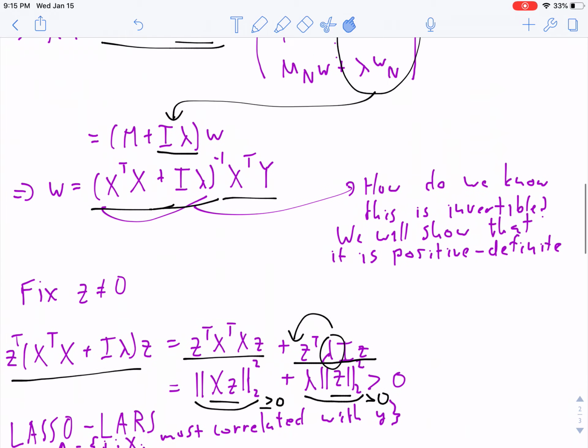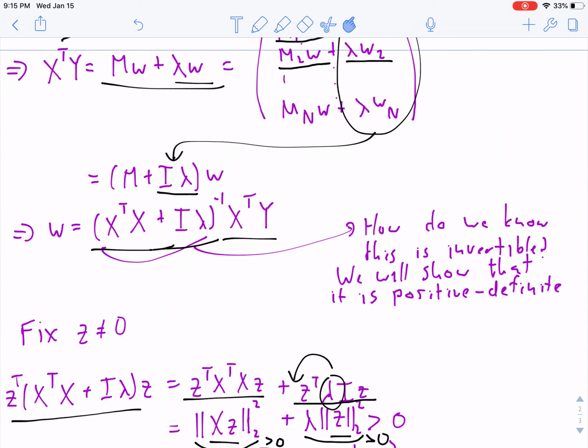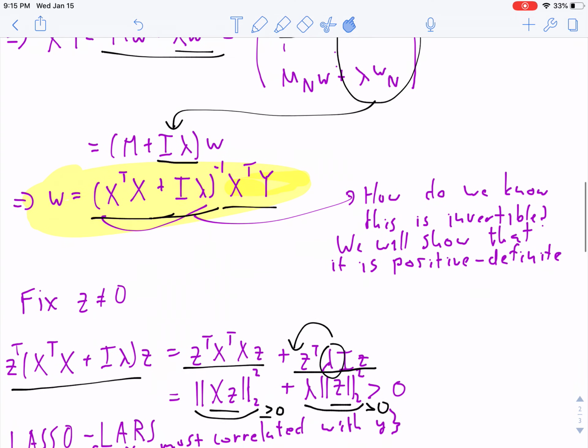Great. So again, that's the mathematical side: how do we know it's invertible? But the important result is the actual closed form analytic solution for W. So now we want to take a look at lasso regression.